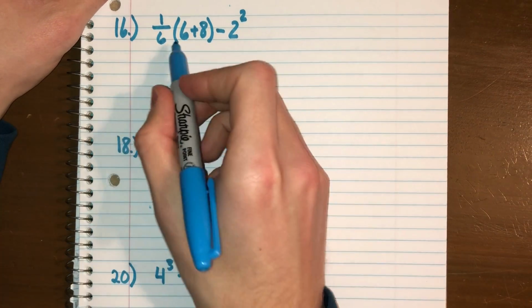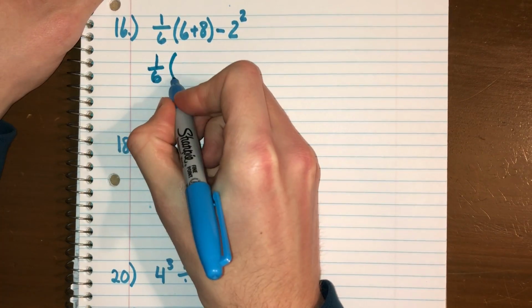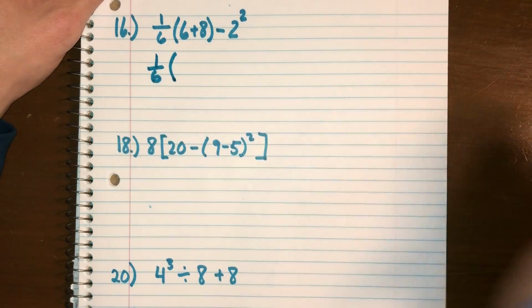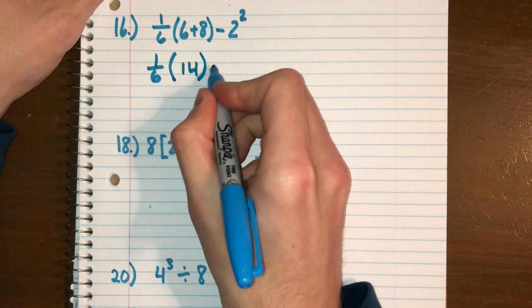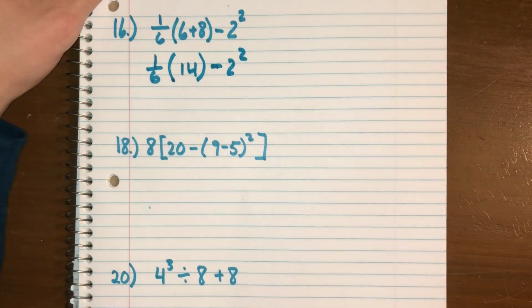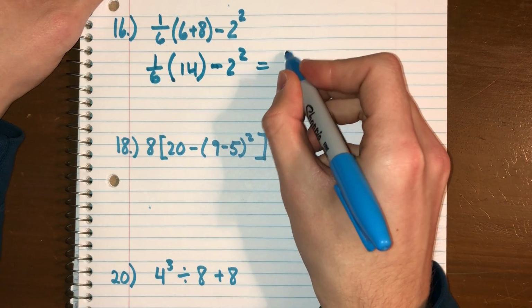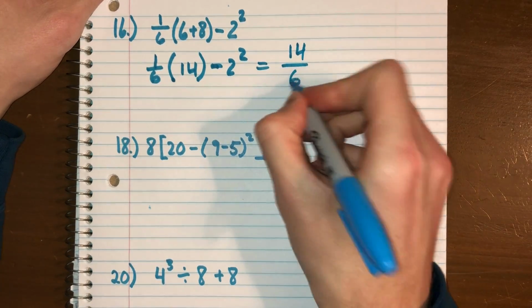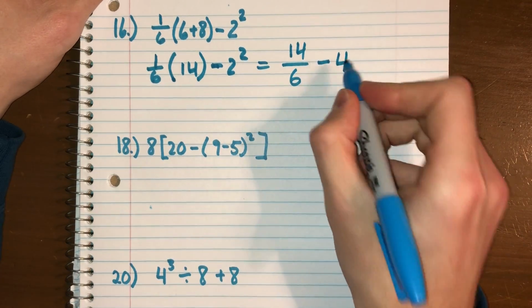So again, we're going to do our parentheses first. So this is 1/6 times 6 plus 8, which is 14, minus 2 squared. So we took care of our parentheses. Now we're going to do our exponents. So we'll make this 14 over 6 to simplify it down, minus 2 squared, which is 4.